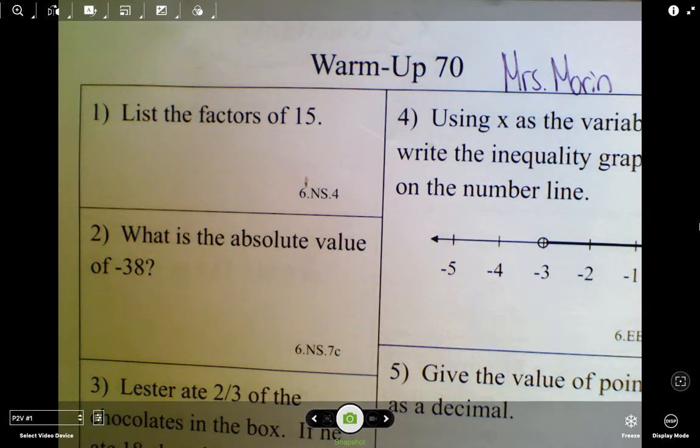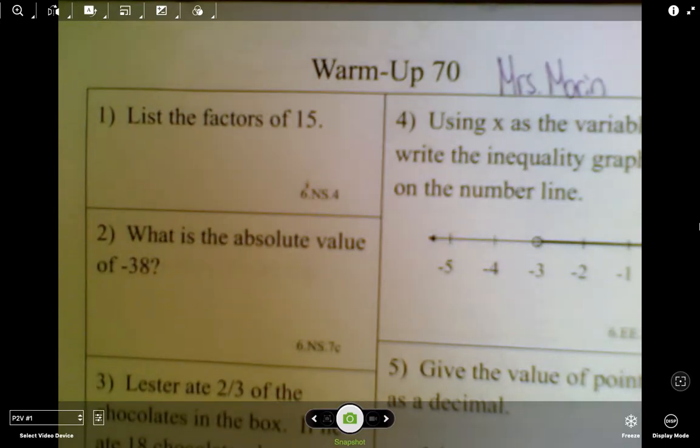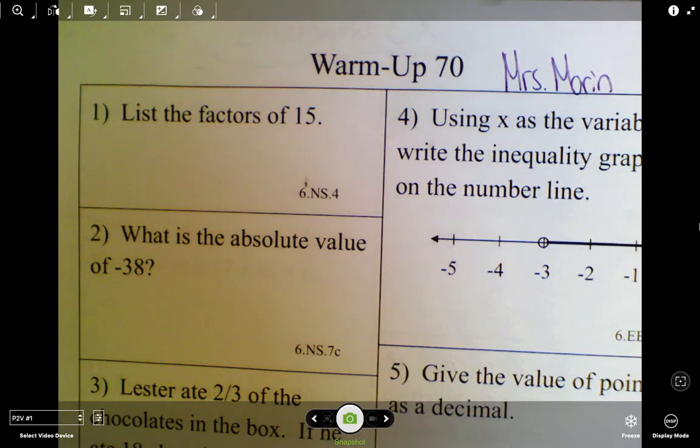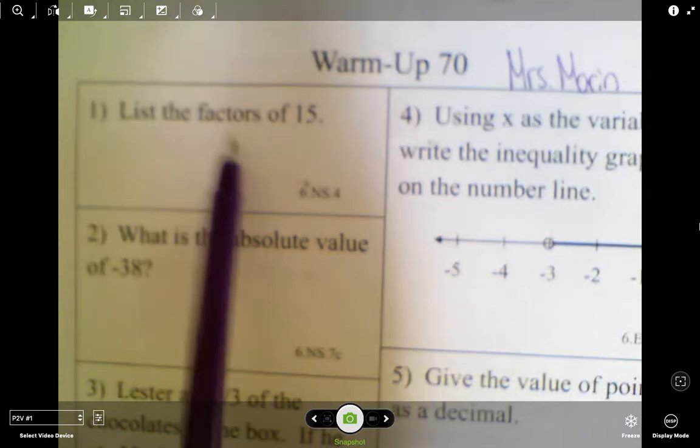But anyways, we're going to get started on our warm-up, and then we're going to do some IXL practice and get into a new topic or kind of review. We touched on it a little bit when we did warm-ups previously, but first off, list the factors of 15.